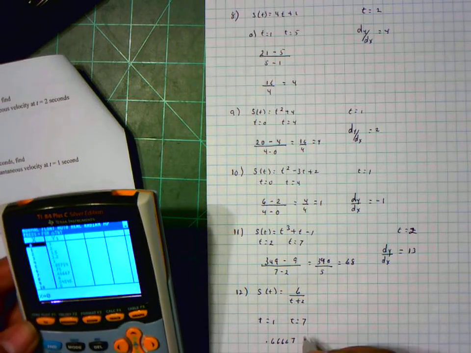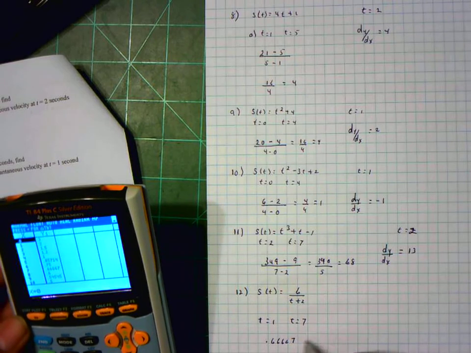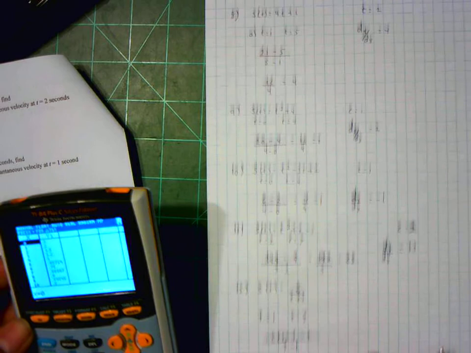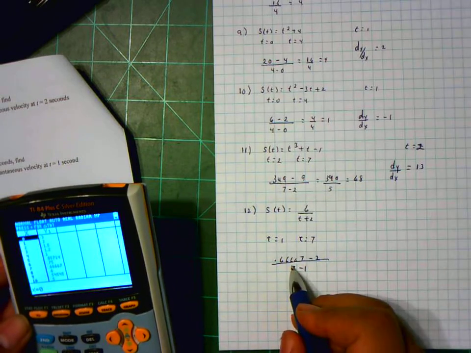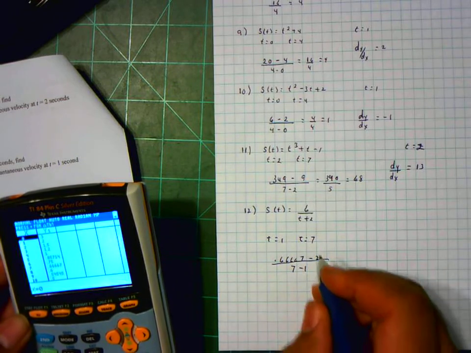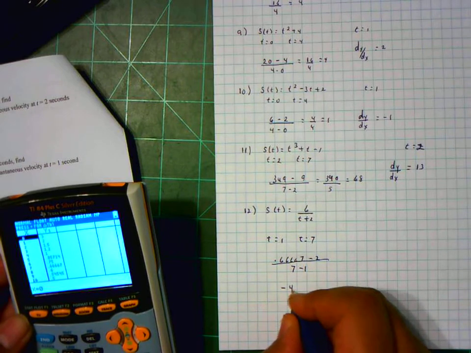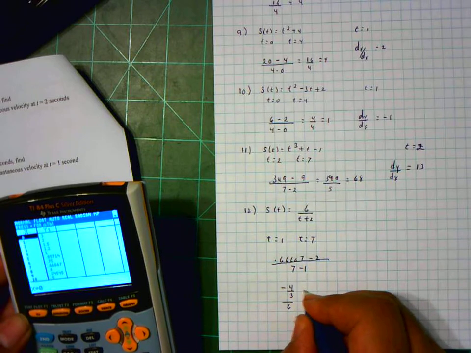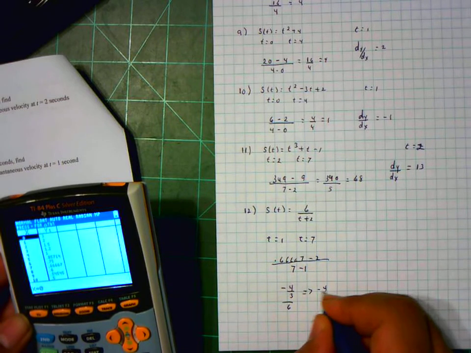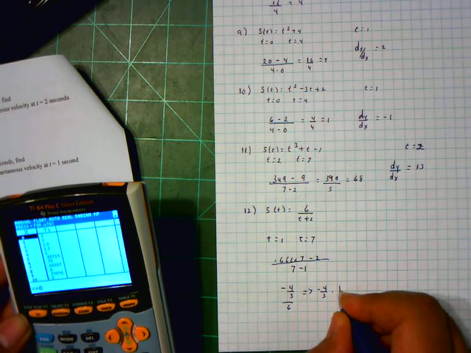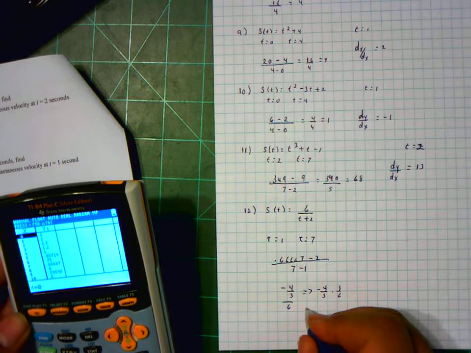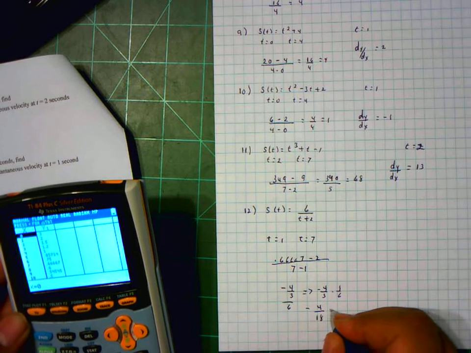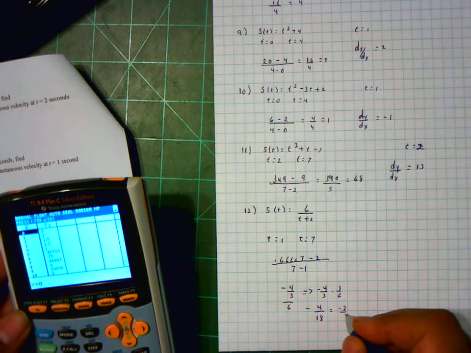And at 1 I will get 2 over 7 minus 1. This is 2/3. 2/3 minus 2 is going to be a negative 4/3 over 6. And to divide that, we invert and multiply. And that gives us negative 4 over 18, which is negative 2 over 9.